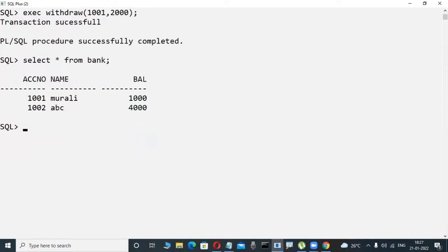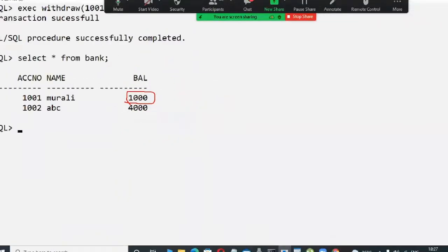Maybe in a previous case, 3,000 is there. 3,000 minus 2,000 rupees. For example, I try to withdraw 2,000 rupees, then automatically the remaining balance, how much? 1,000 rupees are there or not? Yes, how is it possible?